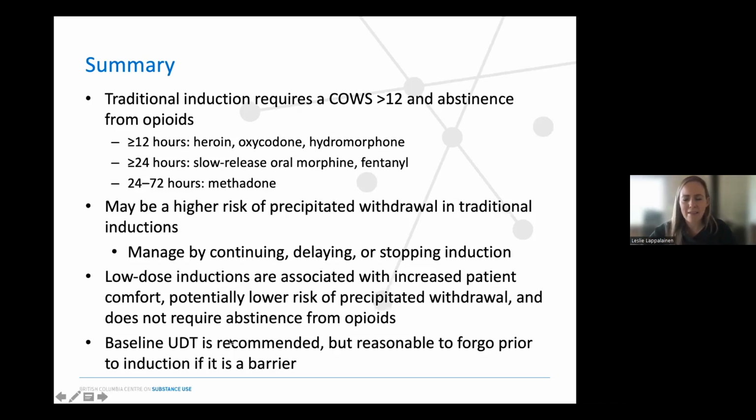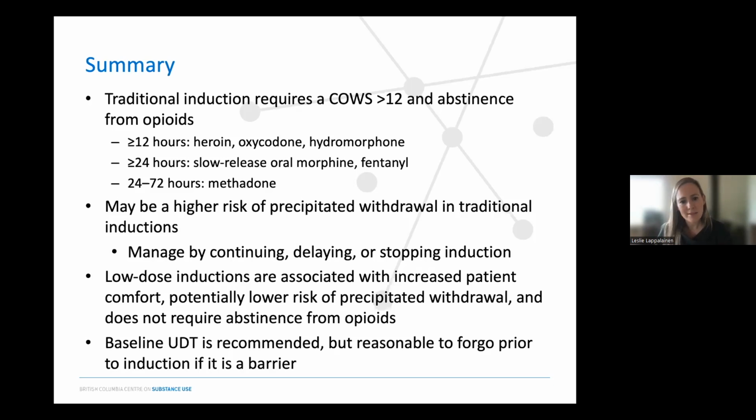And yeah, I think there's a whole other echo on switching between. So I may skip over a bit of that, but risk of precipitated withdrawal is likely a bit higher with traditional inductions, and there's a variety of options for management. So either continuing and trying to push through, delaying, so waiting several hours and then trying again, or stopping the induction altogether and exploring other forms of oral OUD.